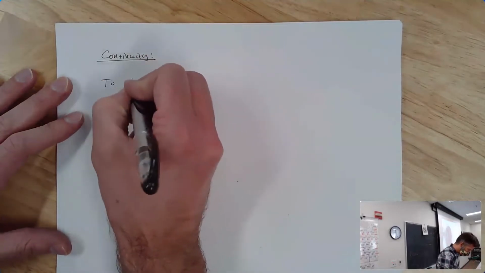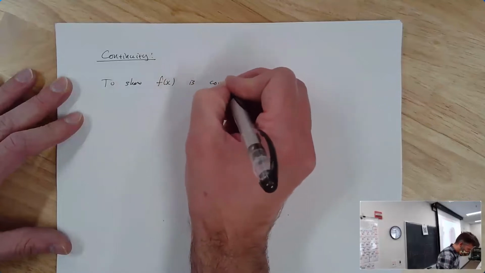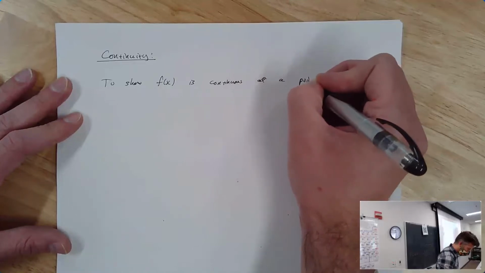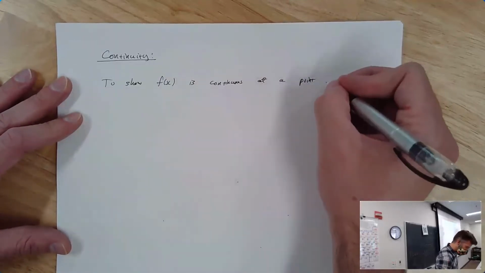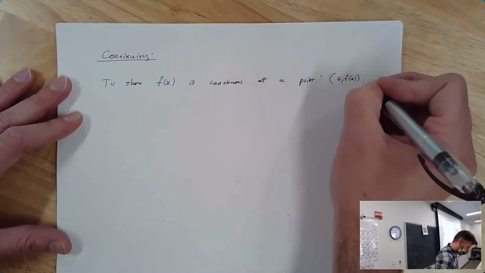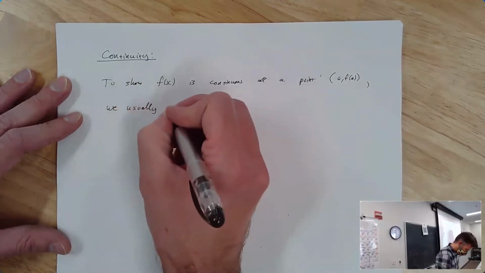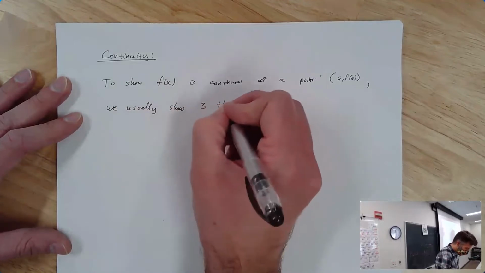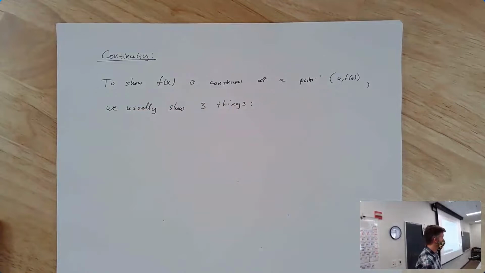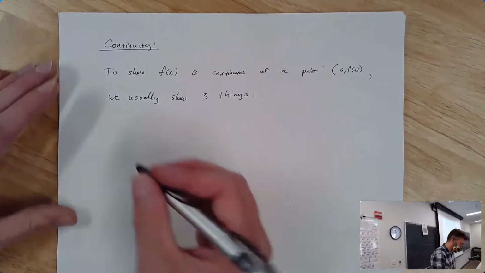To show a function is continuous at a point, typically the point (a, f(a)), we usually do this in 3 steps. Although I will point out, it's really just one thing we're showing. The first 2 things are just part of the third thing, but it's usually easier if we break them up into 3 separate parts.